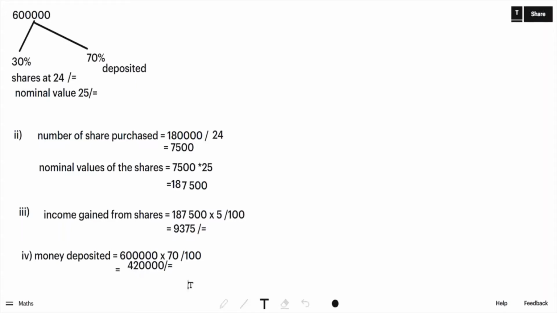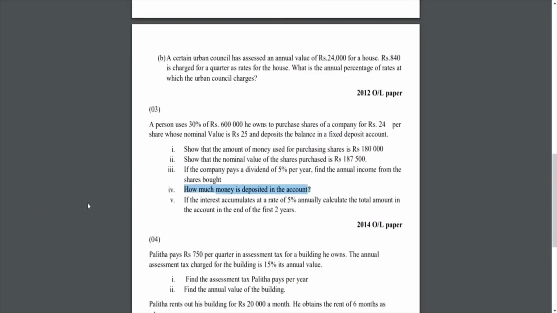This is how you find the money deposited in the bank. In the fifth part of the third question, they are asking, if the interest accumulates at a rate of 5% annually, calculate the total amount in the account at the end of the second year. They are saying the bank pays him an annual rate of 5%. They are asking how much will be there at the end of the second year in his bank account.